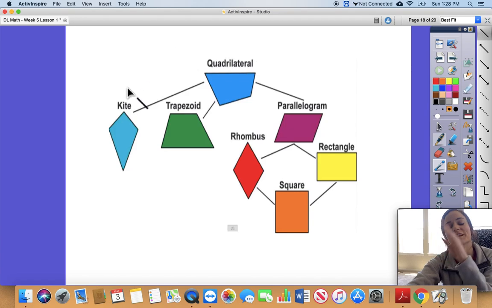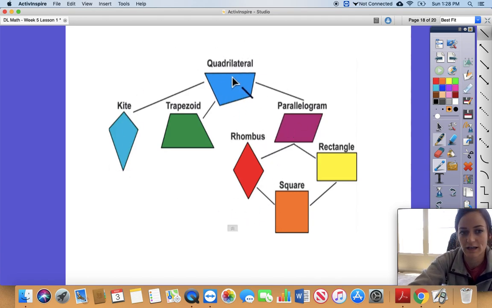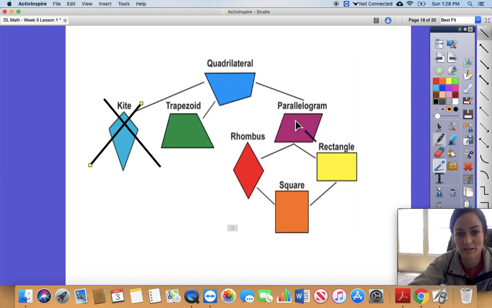All right, so hopefully this kind of helps you a little bit. We looked at all different kinds of quadrilaterals, okay? We didn't even look at the kite, so you can ignore that. But we did look at trapezoids as one kind, and parallelogram is another kind. A parallelogram has the two sets of parallel sides. A trapezoid has one set of parallel sides.